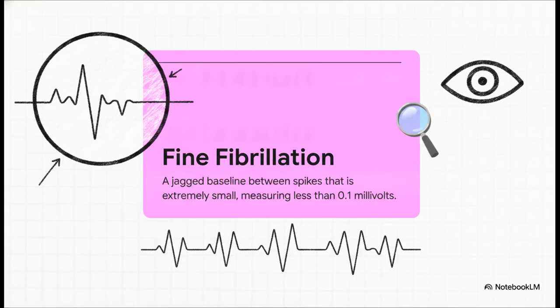Now, check out the literal text printed right above that tracing. It explicitly labels this almost flat variation as atrial fibrillation fine, noting the amplitude is less than 0.1 millivolts. So this is the strict definition of fine fibrillation. It's a presentation where the jagged baseline between spikes is extremely small, specifically measuring less than 0.1 millivolts in height. Your eye really has to be trained to catch this, because at a casual glance, that baseline looks perfectly smooth. But structurally, the exact same chaotic quivering is happening, it's just manifesting on a micro scale.